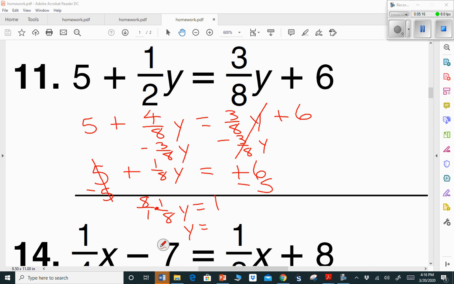Oops, I forgot to multiply by 8 over 1 over here. 8 over 1 is just the same thing as 8, and it doesn't make sense to write that as a fraction over there. So y equals 8, because 1 times 8 is 8.